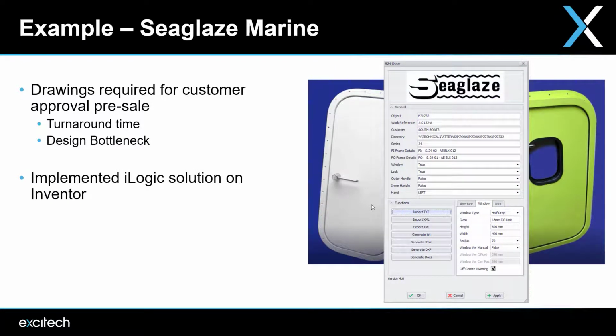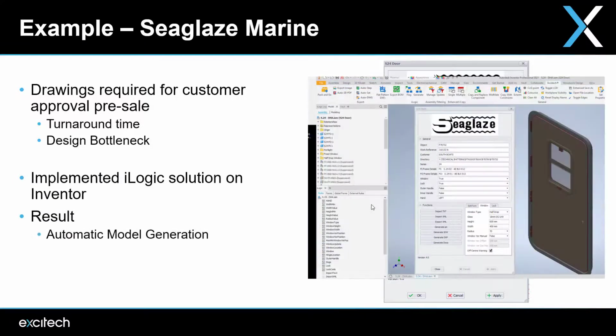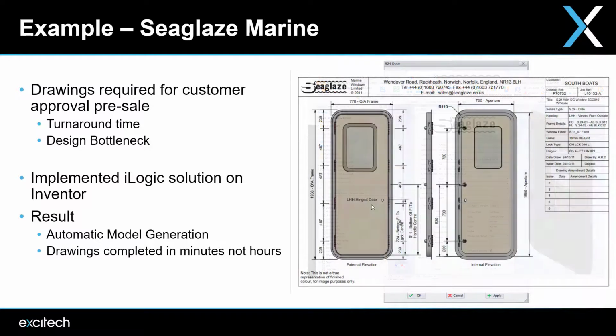Implementing the solution built on iLogic rules and Inventor automated model and drawing generation. The required configuration options could be easily entered to automatically produce the required models and drawings, reducing the process time from hours to minutes, and freeing design time to work on developing new products and true bespoke projects.